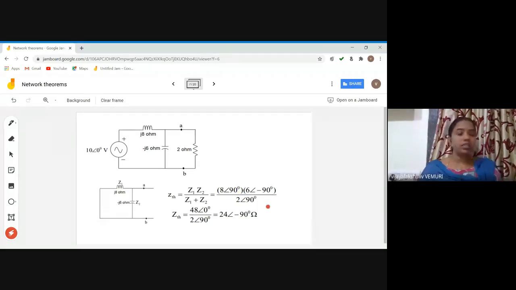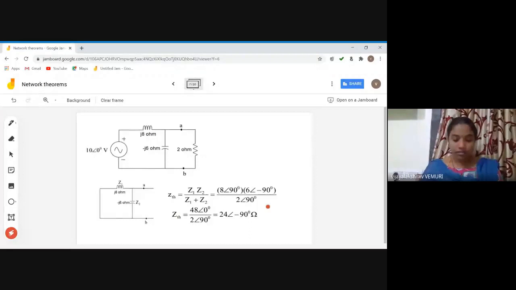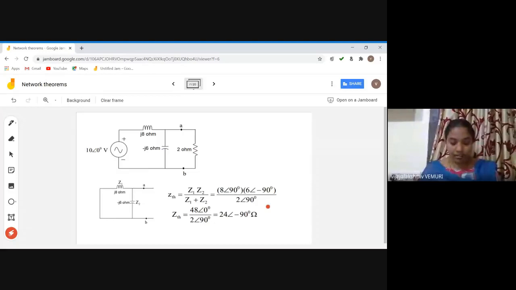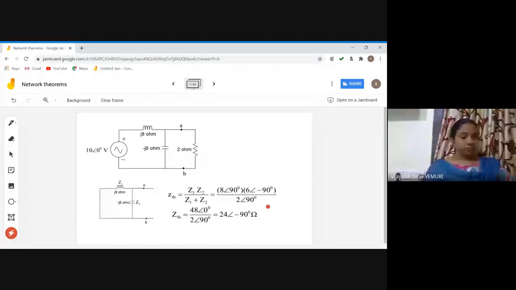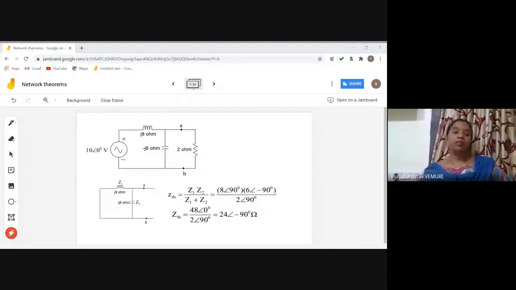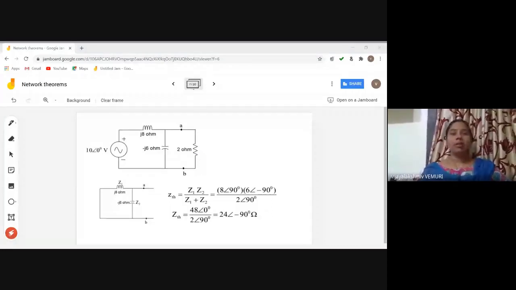You can just check it on your calculator. Are you ready with your calculators? Yes, please. Ready with your calculator? No response. Yes, ma'am. Yeah, do it. Calculate the value and tell me the answer. Check whether you got the same or not. Make it fast.